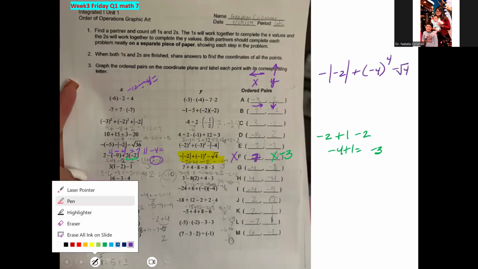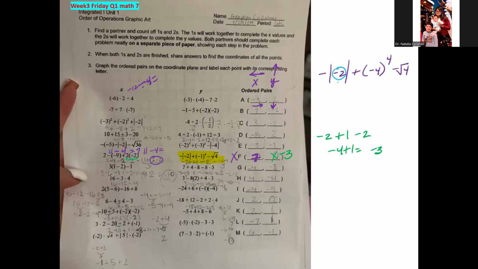Okay. Do you see this negative right here inside? Yes. That becomes a positive 2, right? Because the absolute value of negative 2 is positive 2. But there's a negative on the outside, so your answer is negative 2. Good. Negative 4 to the 4th power.